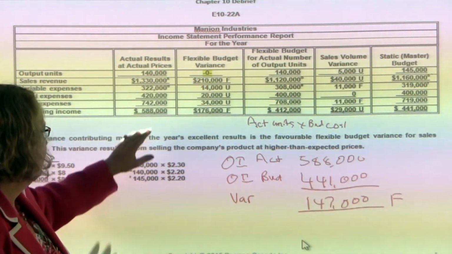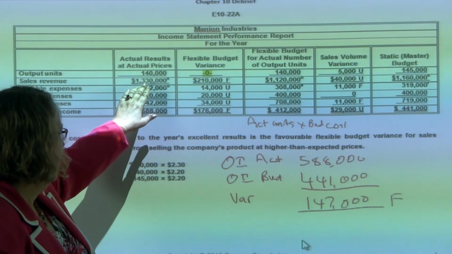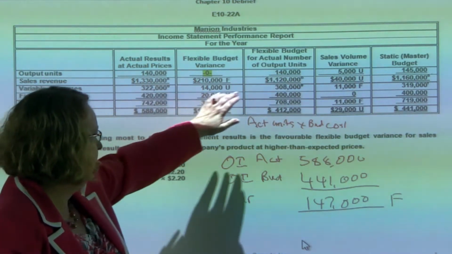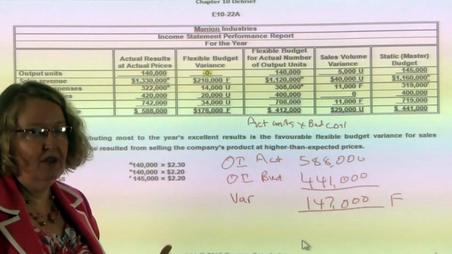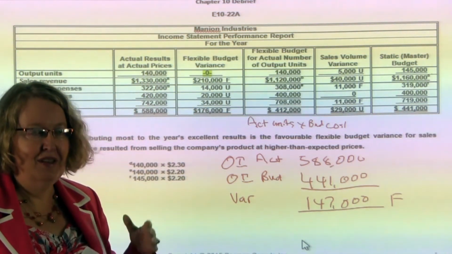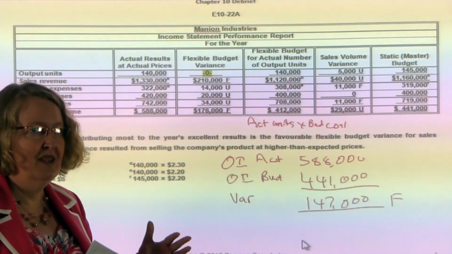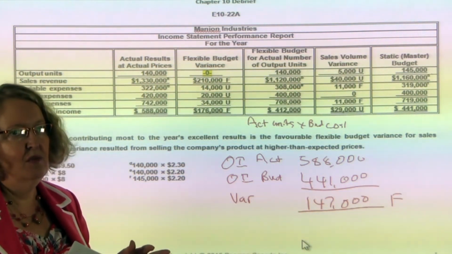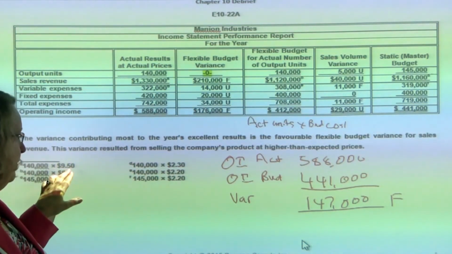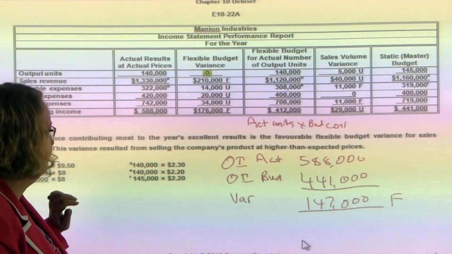So here you can see your sales. The 1,330 less 1,120 will give you 210,000. So your sales are 210,000 higher. So even though you sold fewer units, you ended up with higher revenue because you actually charged more per unit. You charged $9.50 instead of $8.